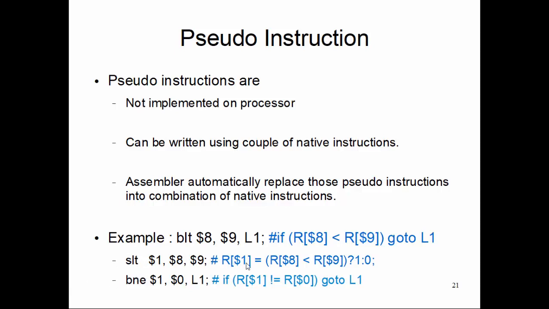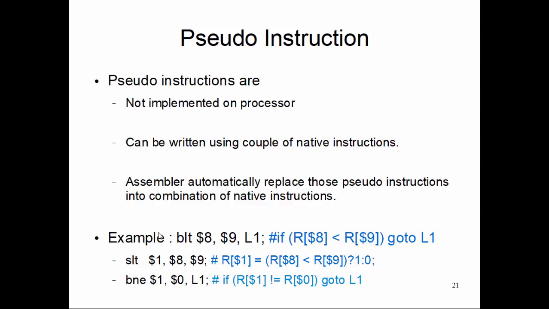SLT means you set register 1 with the comparison value between register 8 and register 9. If register 8 is less than register 9, set it to 1, otherwise set it to 0. Then BNE, branch if not equal: $1 against $0. $0 always has a value of 0. We'll see that later in successive lectures, but assume that $0 is always 0. So it's saying that if register 1 is not equal to $0, that is, it doesn't have a value 0, go to L1. Otherwise, you just follow through the sequence of instructions.